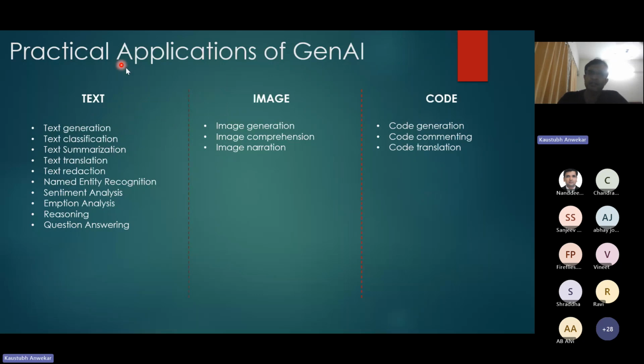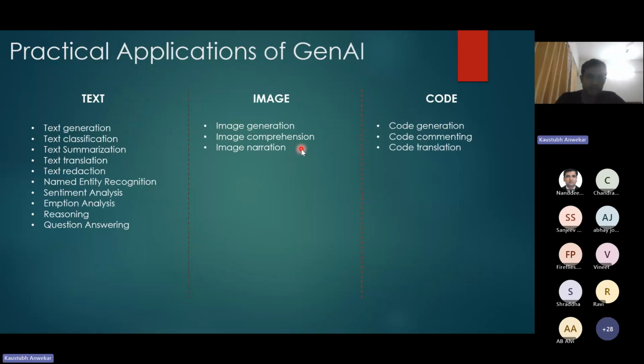Now the practical applications of generative AI, when we talk about text, image, or code. For text, it is text generation, classification, all of these things, sentiment analysis. For image, of course, image generation and image comprehension. I'm sure you must have tried DALL-E. You can give any prompt to DALL-E. For example, a prompt could be as weird as: draw the picture of a cat playing a violin on Saturn. It will come up with that. It will show Saturn in the background, and a cat playing the violin.